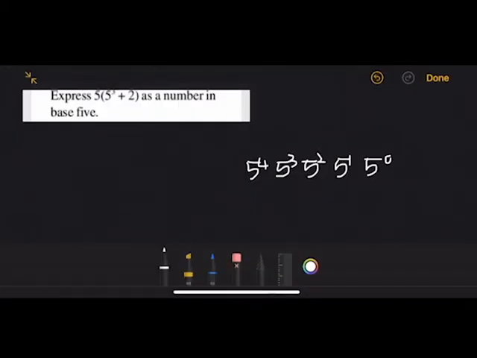Our next question. Express this equation as a number in base 5. First of all, we will expand this equation, so we'll have 5 to the power 4 plus 5 times 2. We'll put this in this form so that it's easier for us to see later. So we can see now 5 is equal to 5 to the power of 1. To make it easier, I already wrote out all these in expanded notation form for you all.